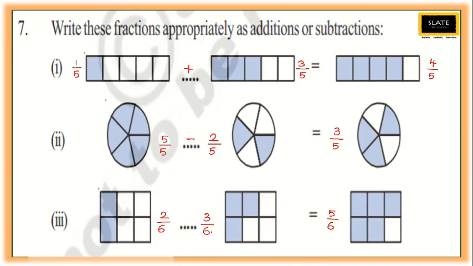Now see these two. 2 by 6. What should be kept in the middle, plus or minus? Result is 5. So what do we need to keep here? Yes, plus, because 2 plus 3 is 5. So 2 by 6 plus 3 by 6 equal to 5 by 6. So this way we need to simplify these problems. Is it clear, everyone?